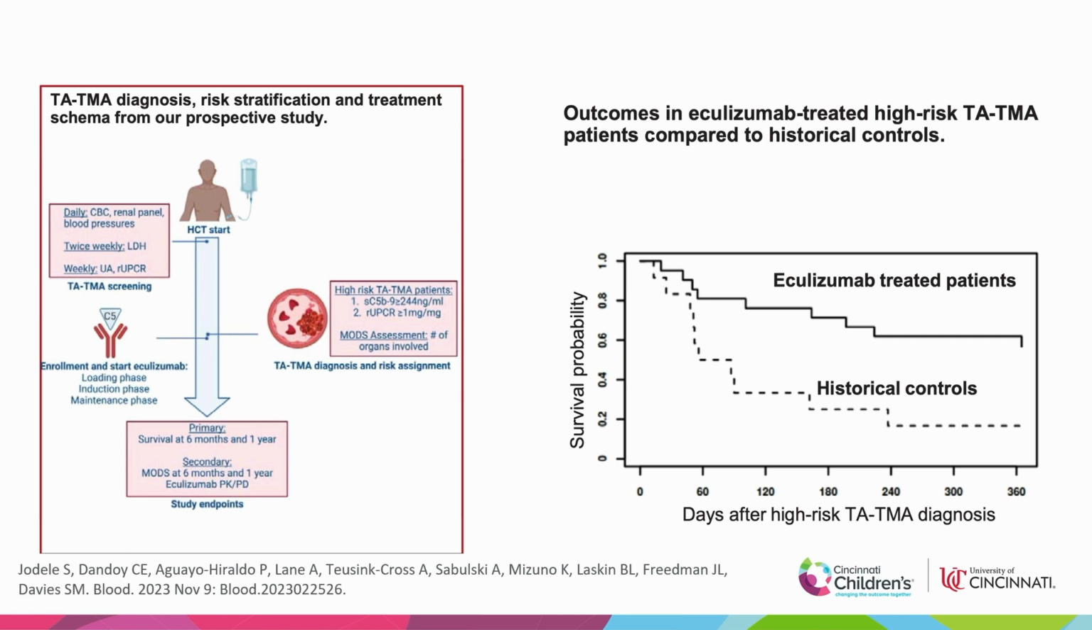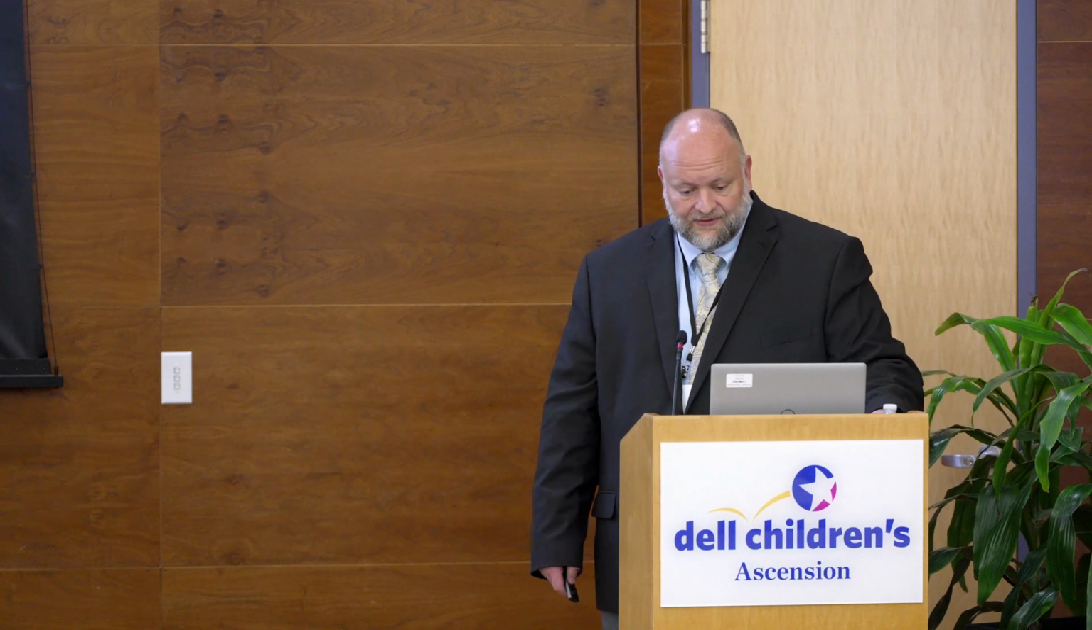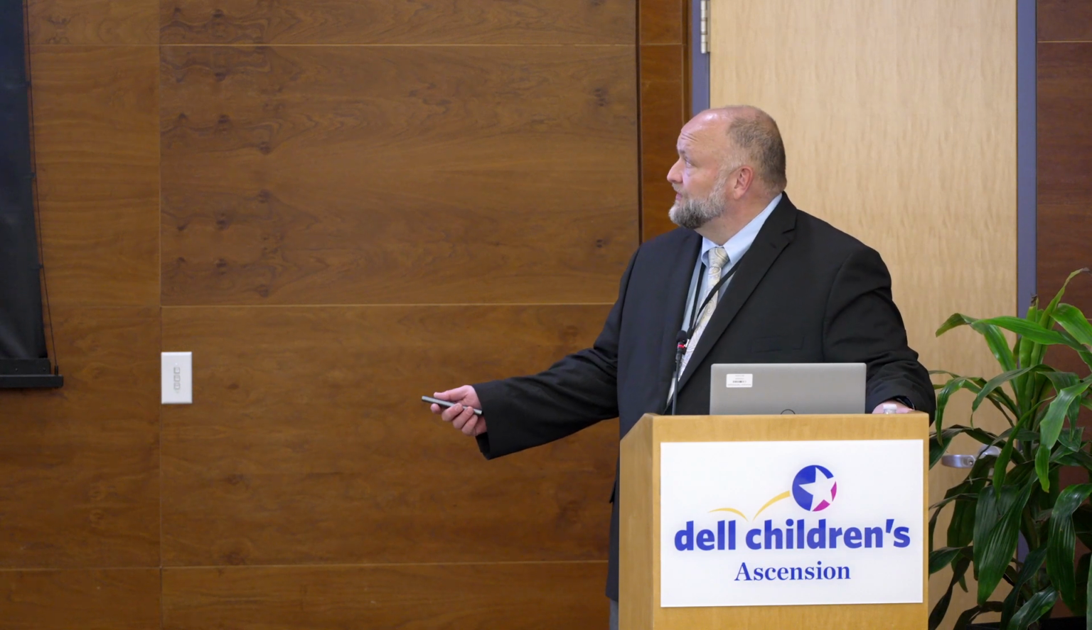So what do we see? This was just recently published, a couple months ago. We did a prospective interventional study with eculizumab, and then we compared the outcomes to historical controls. We saw that if you treat these high-risk patients with eculizumab, their survival is about 70%, up from the 18% that we saw in the past. This just goes over the study a little bit.